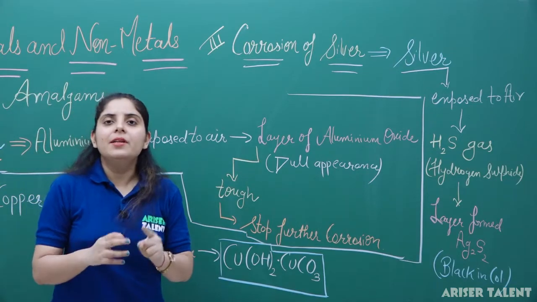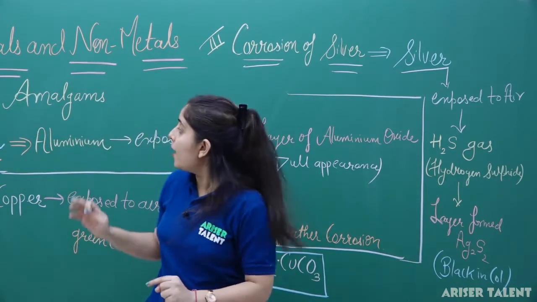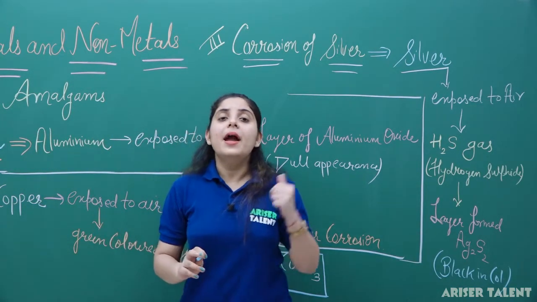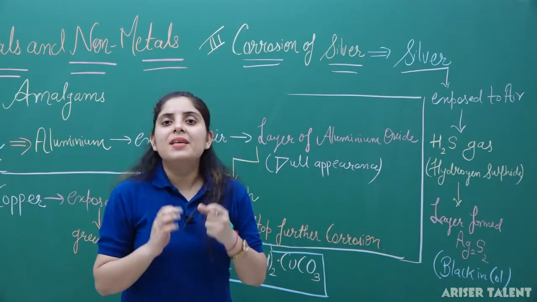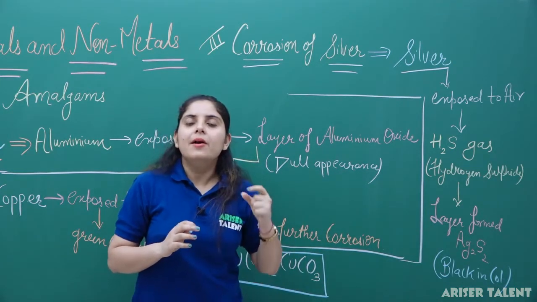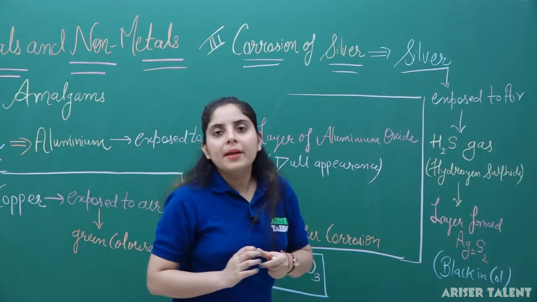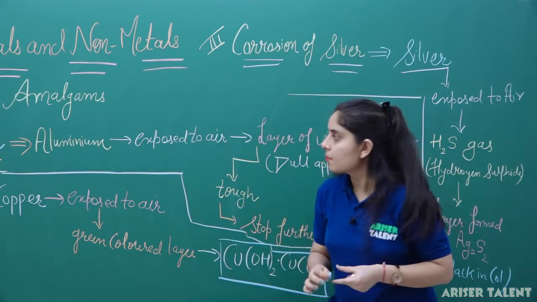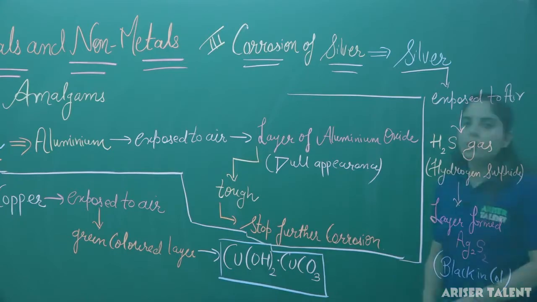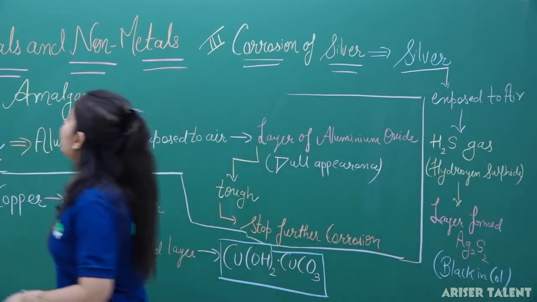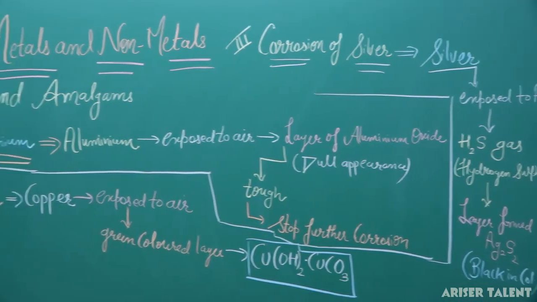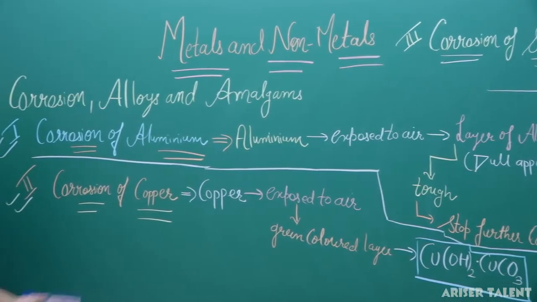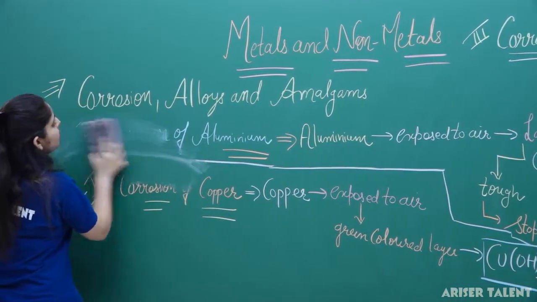So we have dealt with the corrosion of iron, aluminium, copper and silver, and the basic layer that is formed in these reactions. If you want to copy it, please copy it from here. Now we are going to proceed with our next term. After corrosion, the next term is alloys. So we are dealing with our next term, alloys.